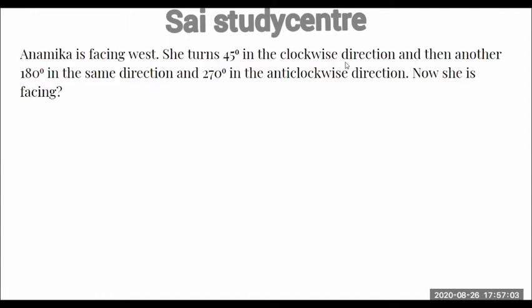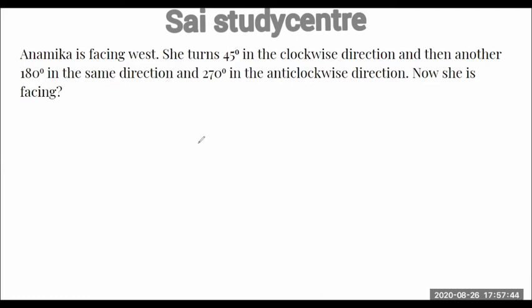Now we'll go with another problem. A person, Anamika, is facing west. She turns 45 degrees in the clockwise direction. See, now it is a combination. They said that the person is facing west and she turns 45 degrees clockwise and then 180 degrees in the same direction. So again, she is turning 180 degrees in the same direction. That means she is using the same clockwise direction. And after reaching that, again she turns 270 degrees in the anti-clockwise direction. Now she is facing which direction?